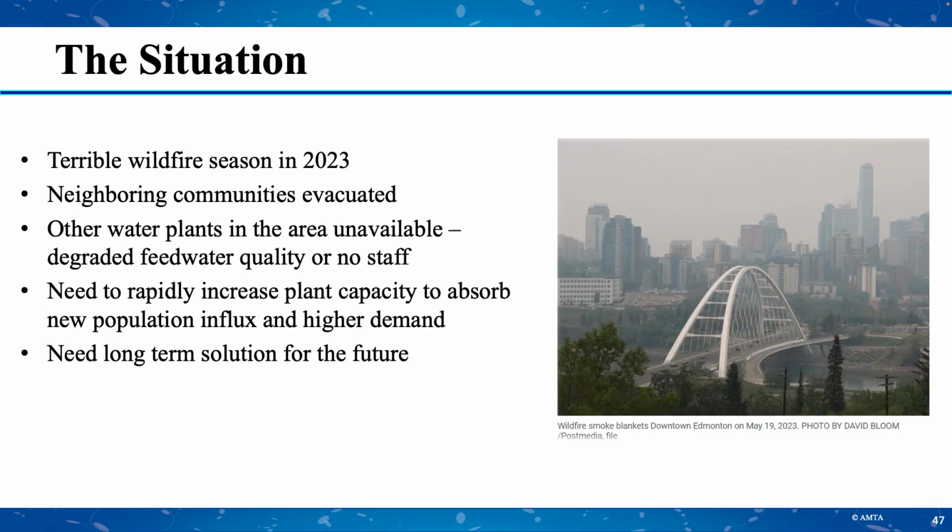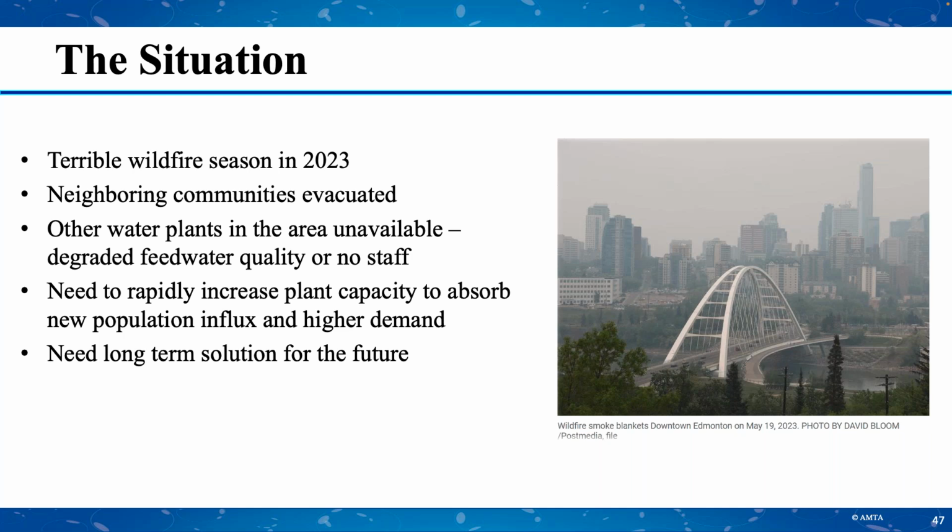The situation back in 2023, all across North America, it was a terrible wildfire season. In the summer of 2023. So the neighboring communities were evacuated, and a lot of people, like fire refugees, were actually displaced into the city that we had our plant at. So there was a big influx of population, and the other drinking water plants in the area were unavailable.